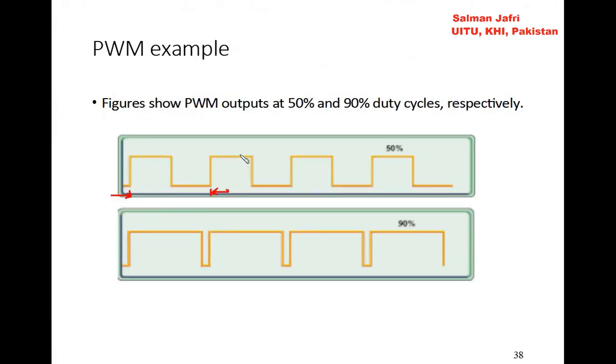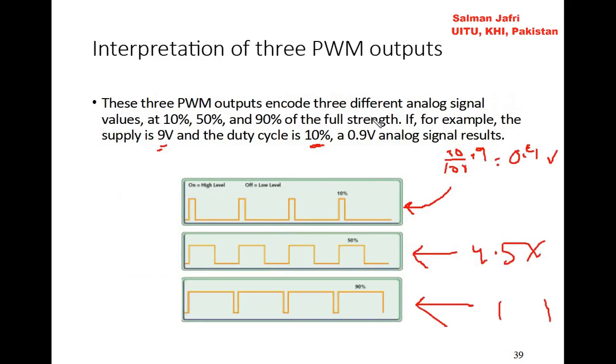For another PWM example, this figure shows PWM outputs at 50% and 90% duty cycles. Because this is basically the time period, the waveform is on 50% of the time and is off for 50% of the time. So that is a 50% duty cycle. What's the duty cycle over here? It's on for 90% of the time, it's off for 10% of the time. So duty cycle is 90%. So how do we interpret that? These three PWM outputs encode three different analog signal values at 10%, 50% and 90% of the full strength.